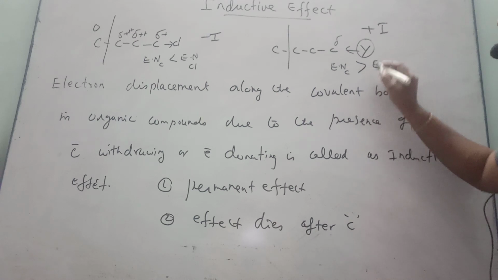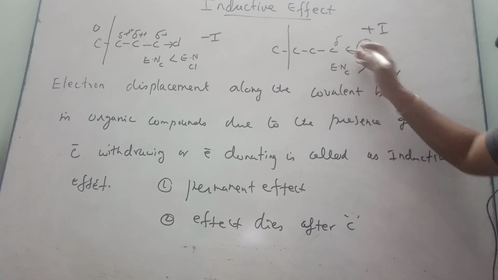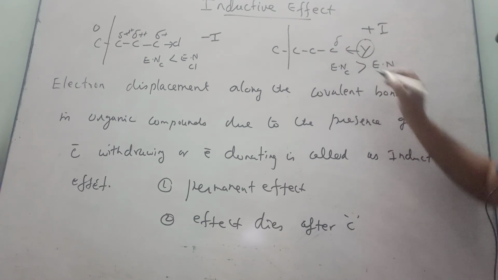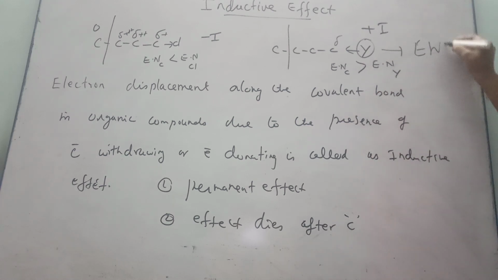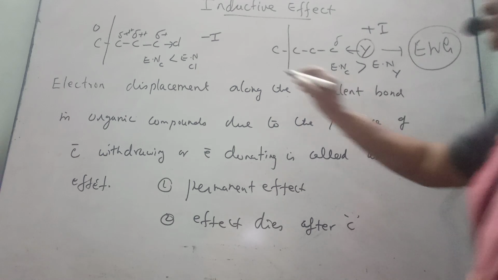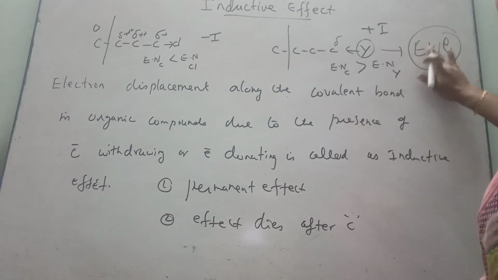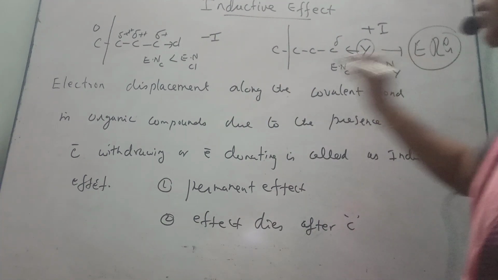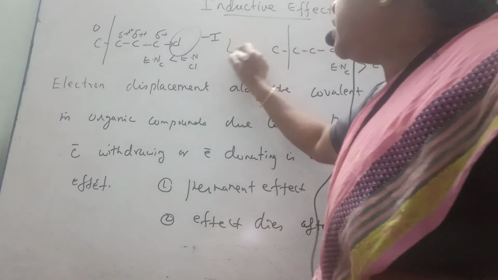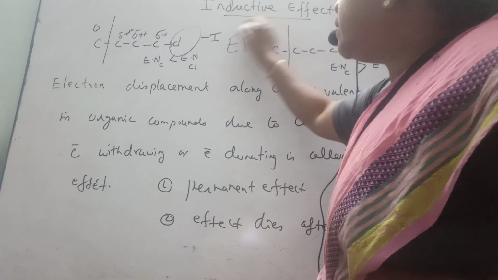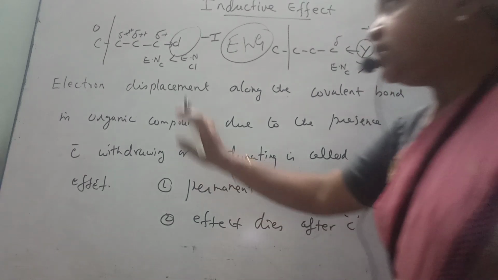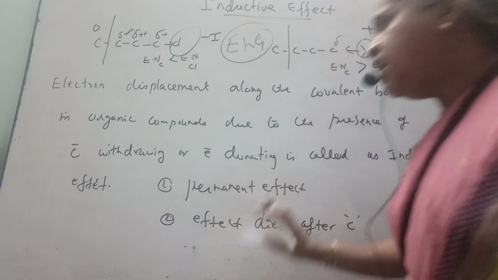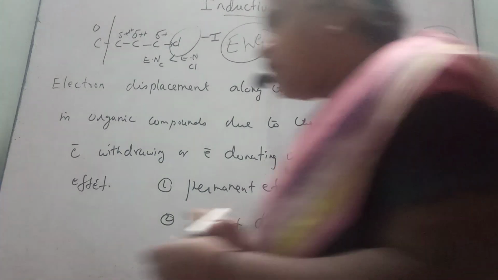In the plus I effect, the electron is moving out of the group into the chain. This group is called an electron releasing group, and the other one is called an electron withdrawing group. That's all. So these are the representation, definition and characteristics of the inductive effect.